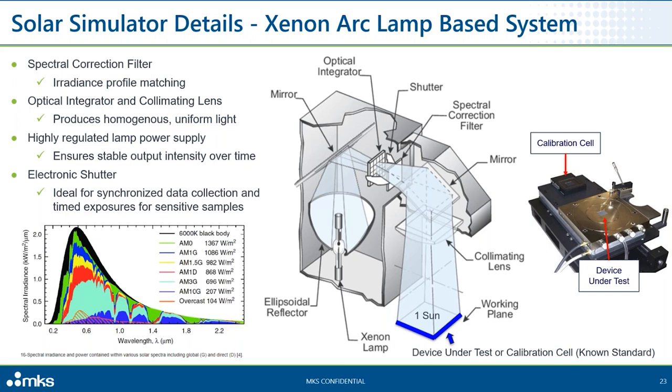The picture on the right here shows a typical use case where we use a known calibration cell with a known QE or spectral efficiency curve and IV characteristics. You'll perform a scan first, making sure you're at the proper one sun working plane based on the spectral mismatch factor and power level. And then you will slide that out and put your device under test in to perform those same curves, to ensure you have proper IV characteristics under standard reporting conditions.